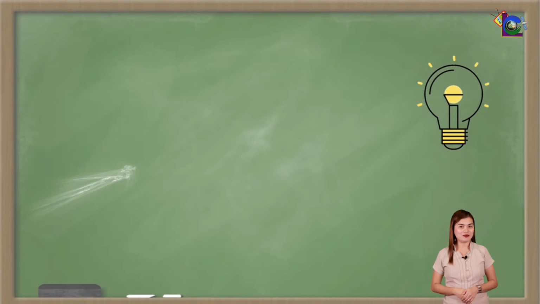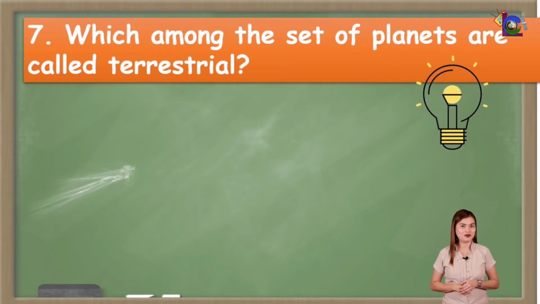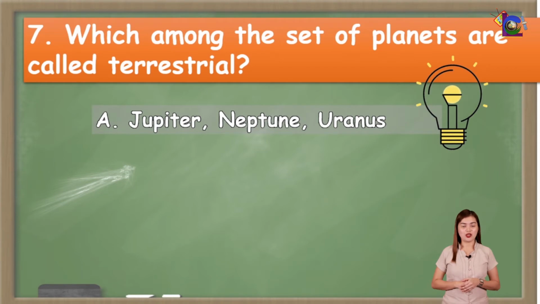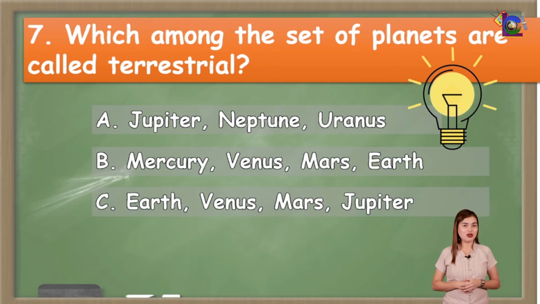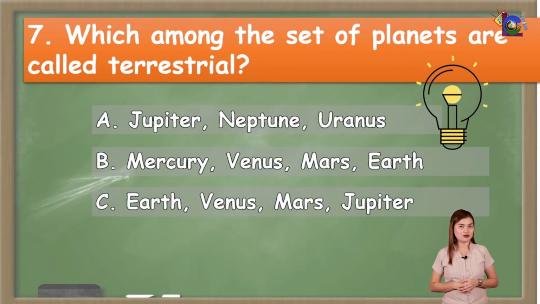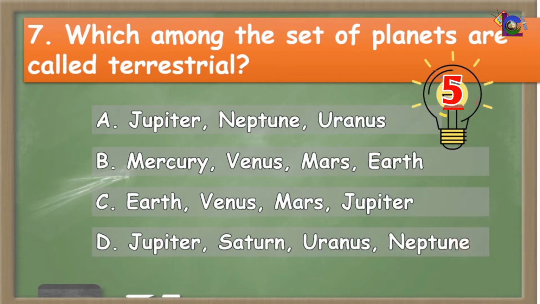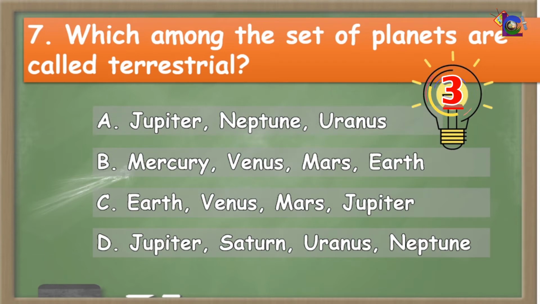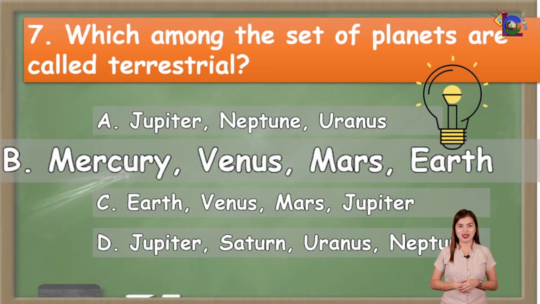Question number 7. Which among the set of planets are called terrestrial? Is it A, Jupiter, Neptune, Uranus? B, Mercury, Venus, Mars, Earth? Letter C, Earth, Venus, Mars, Jupiter? Letter D, Jupiter, Saturn, Uranus, Neptune? The correct answer is letter B.